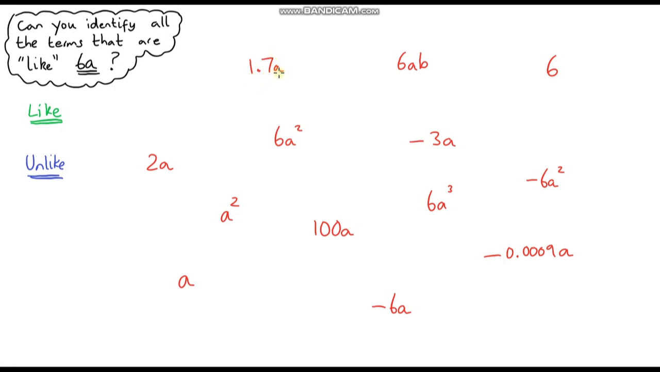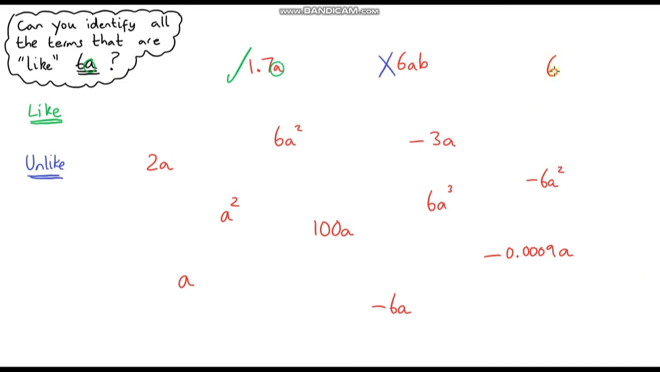So 1.7a, is that like 6a or unlike? Well, the letter or the variable is a here, and the variable here is also a. So these two terms are like terms. Now let's have a look at this one here, 6ab. Well, our variables here, we've got ab. So it's not a. Remember, it just has to be a. Just one lot of a. So this is unlike. So I'm going to give that a blue cross.